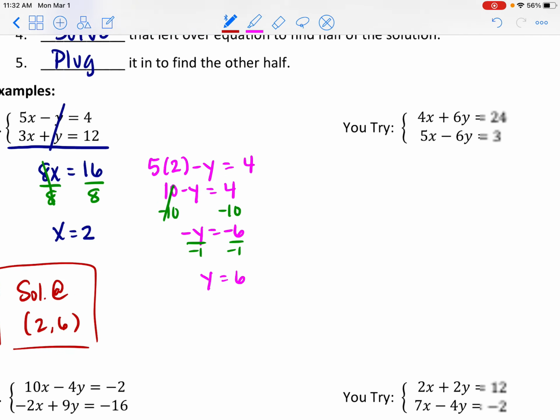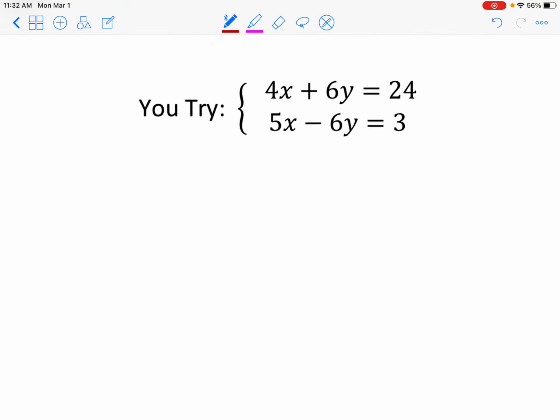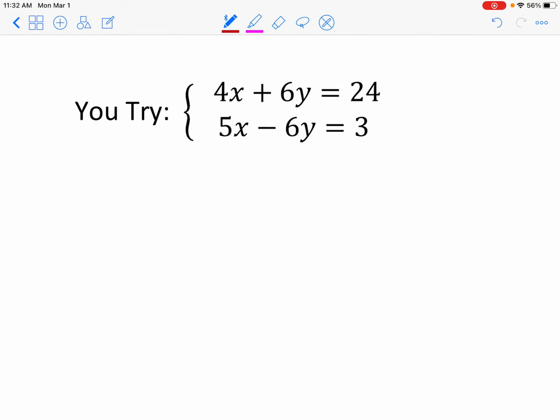Okay? So here's another one. I think because this is set up perfectly for us, it'd be a good opportunity again for you to try the process. If not, let's do this together. So again, we can add these as is. I would choose to eliminate the y's here because adding these as is, positive 6 and negative 6 will cancel. So we're left with 4 plus 5, which is 9x, equal to 24 and 3, which is 27.